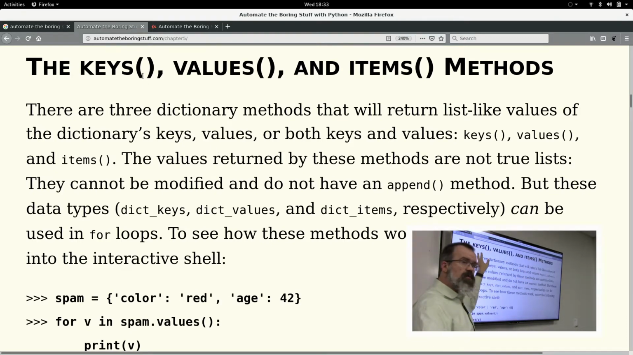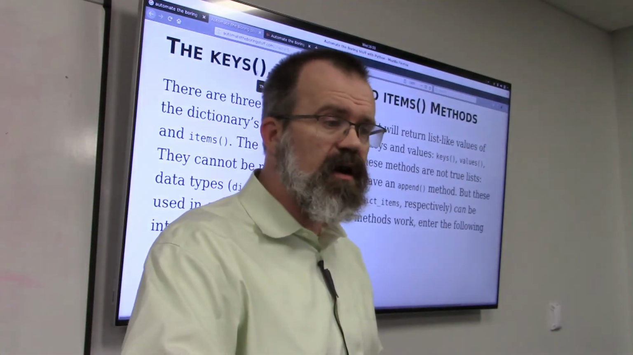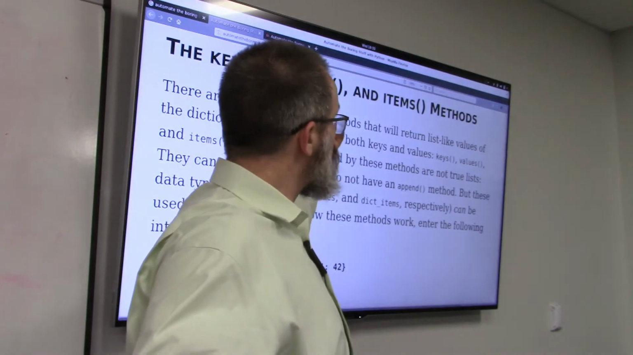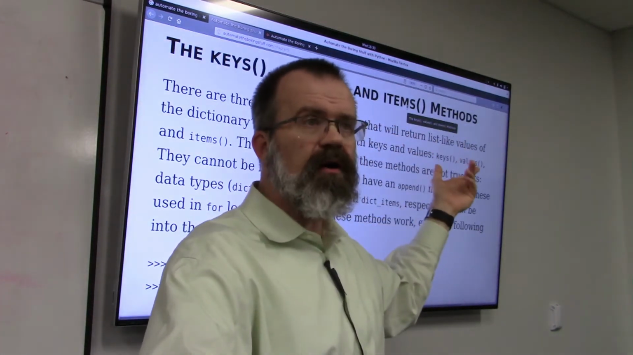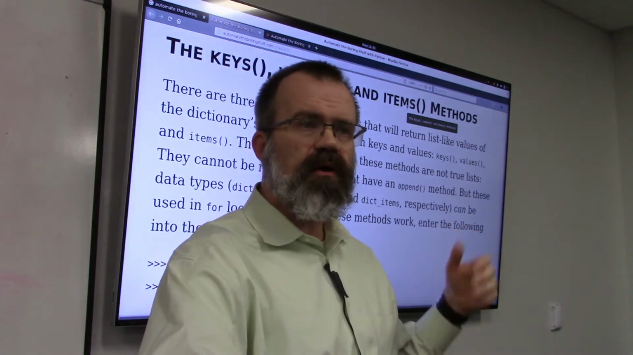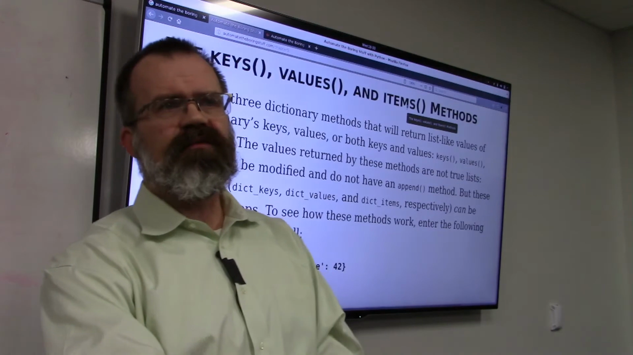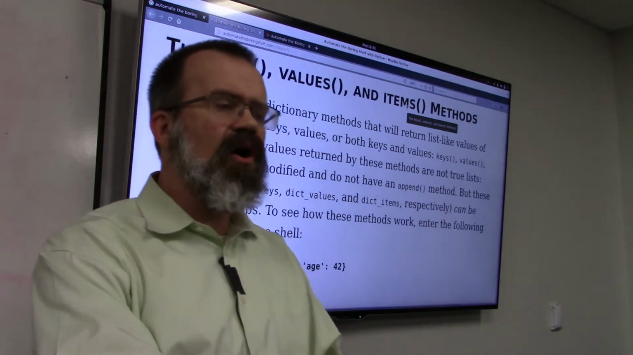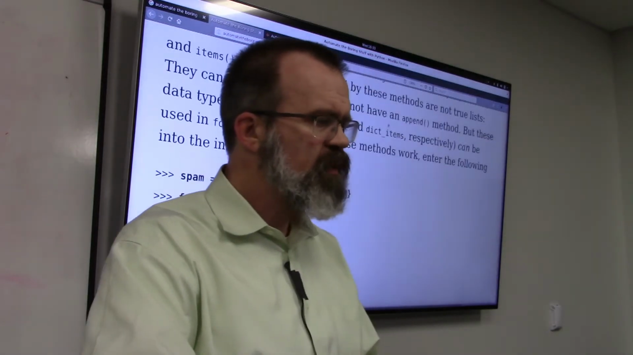Keys will return all of the keys that happen to be in a particular dictionary. Values will return all of the values, and items will return pairs of key and value. Okay? I should take that back. It won't return a single pair of key and value. It will return all of the pairs of keys and values inside the dictionary.